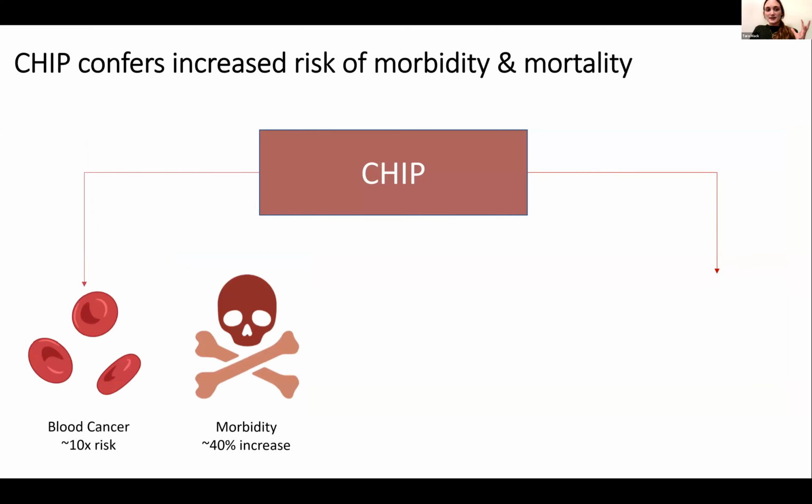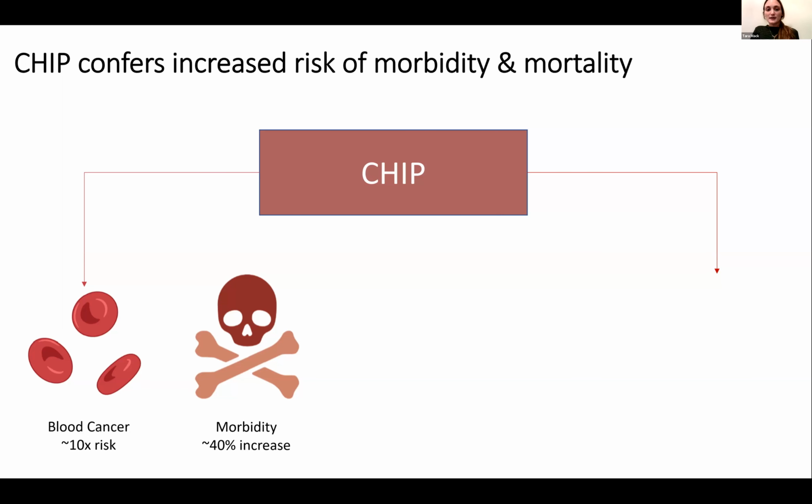And the reason we're interested in CHIP in general is because we know it infers increased risk of morbidity and mortality. And so individuals with CHIP are more likely to progress to blood cancer. They're also more likely to die from lots of different causes. And even when they have blood cancer, more likely to die from blood cancer.